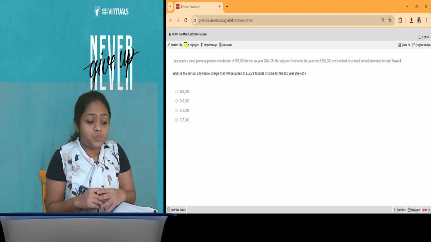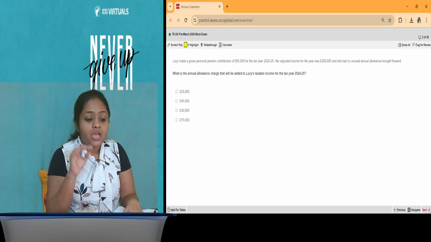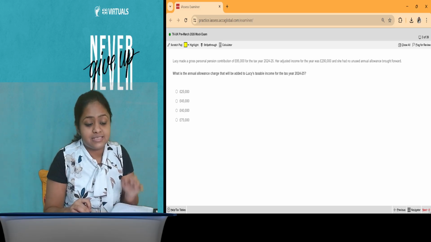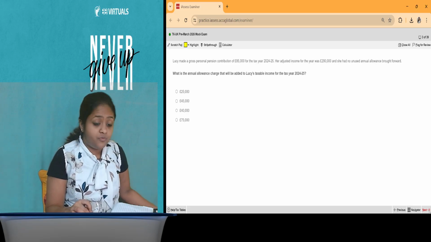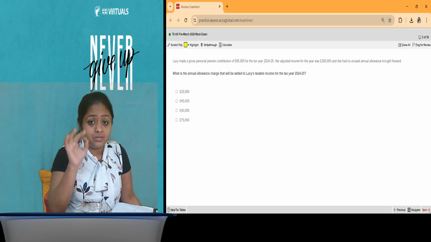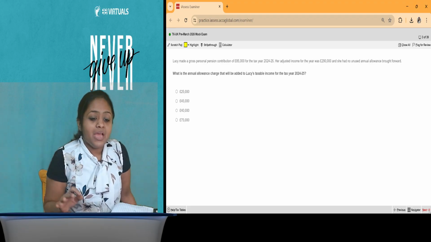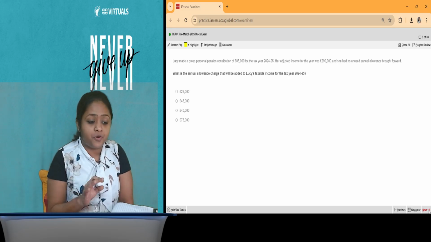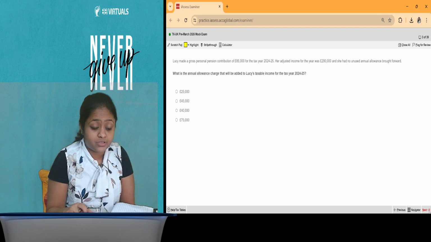Moving on to the next one. Lucy made a gross personal pension contribution of 85,000 for the tax year 24-25. Her adjusted income for the year was 290,000. We know the tapering starts from 260,000 onwards. Remember, she has no unused allowances brought forward. What is the annual allowance that Lucy will have for the current tax year?